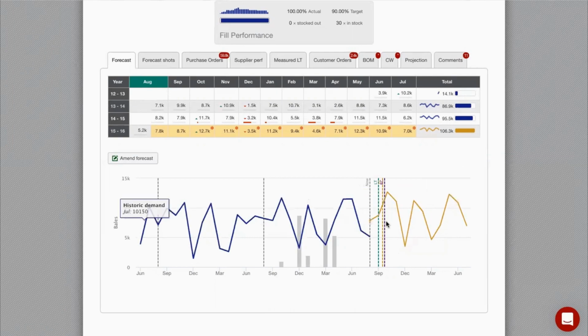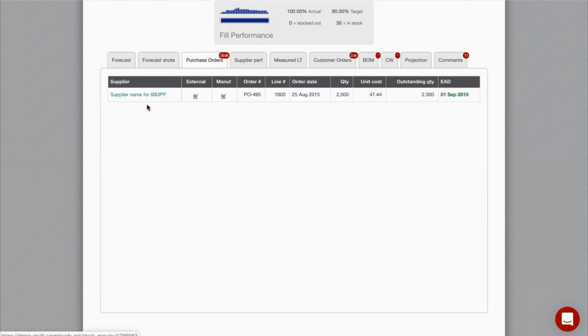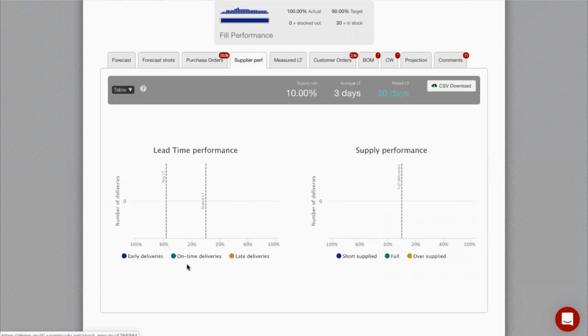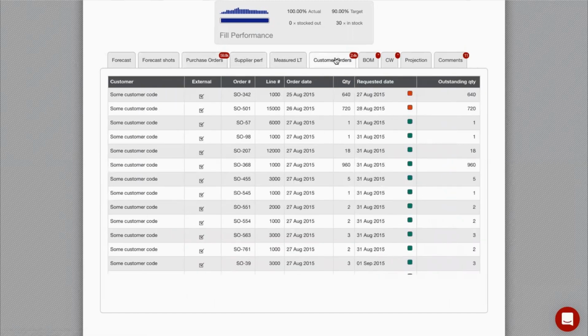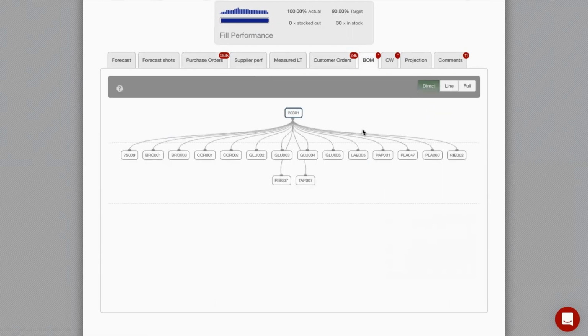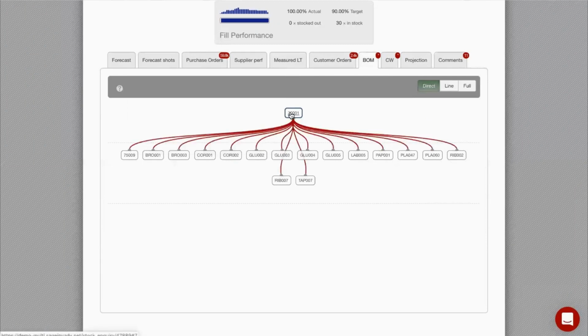Okay. A lot of information at the bottom here: my forecast snapshots to see how my forecasting is tracking, my purchase orders. So in this case, there's that purchase order that we were showing at the top there. My supplier performance, and there's no data on this one. Customer orders, those are the back orders that are outstanding against this item. My bill of materials, so this is a manufactured item, as I said. This is only a one level bill of materials. So there's my finished goods. There's the percentages that are used, raw material or components that are used to make this finished good.